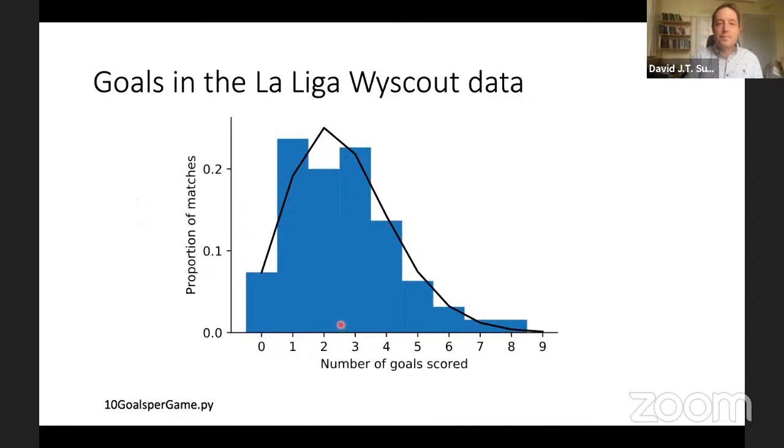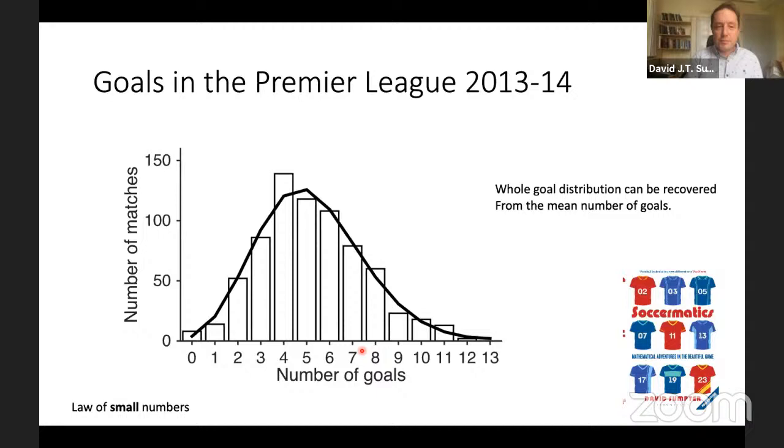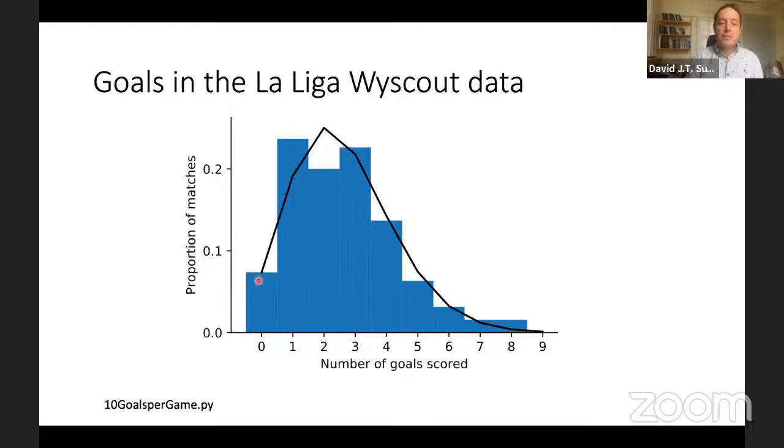I think I might have included the wrong figure there, so I'm just going to check that. But this is one I did from the Wyscout data. This is probability, proportion of matches with a particular number of goals. We've got the Poisson curve here. You can do this yourself for the 10 goals per game. We've got the Poisson distribution there. We've got the data here. And it's not a perfect fit, but it's very close to how many goals you get.